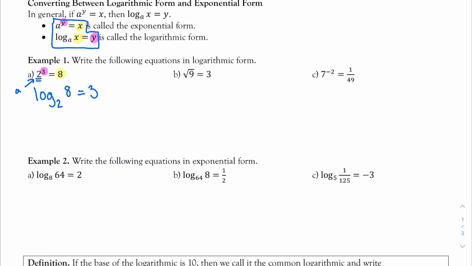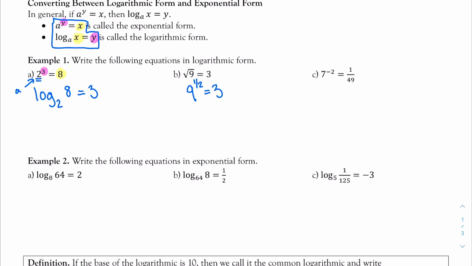For part B, I have the square root of 9 is equal to 3. This might look a little weird because I don't have any power, but we actually do. We do have an exponent. I can write this as 9 to the 1/2 power is equal to 3. Remember, a square root is equivalent to writing an exponent of 1/2.